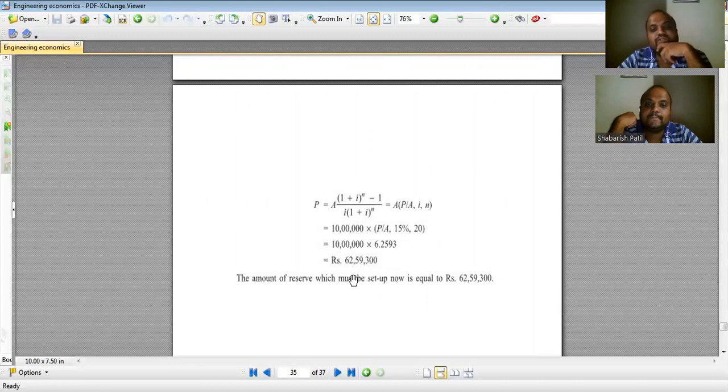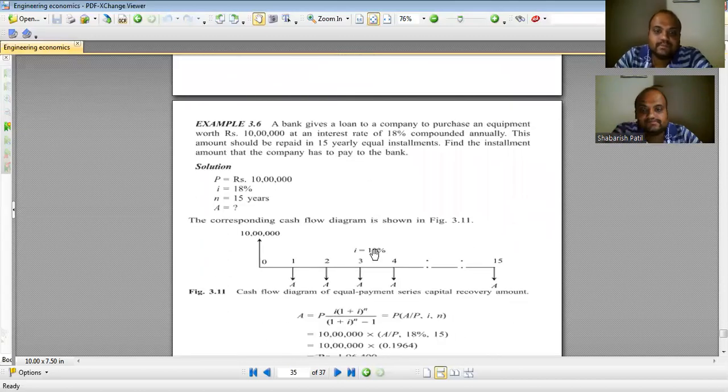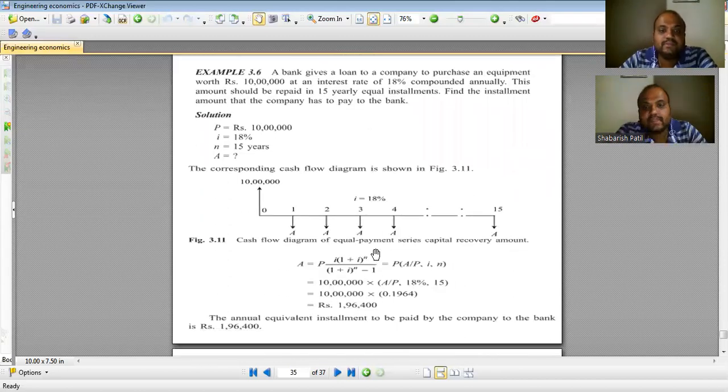Okay, so if he wants to spend at the end of every year a sum of rupees 10 lakhs for the welfare fund, now he should reserve the amount in the bank which is equivalent to around rupees 62 lakh 59,000. Okay. Next problem.